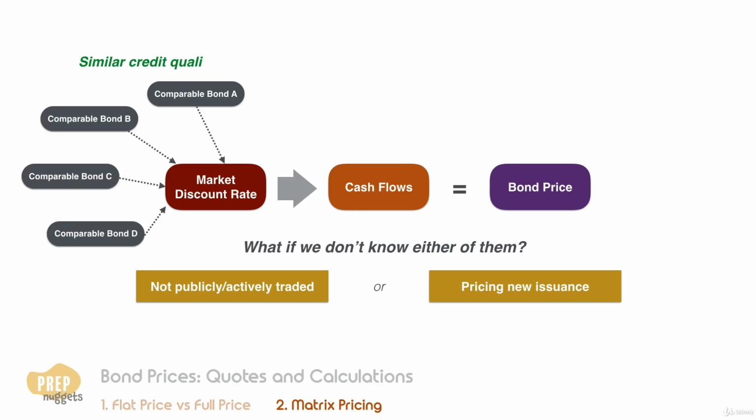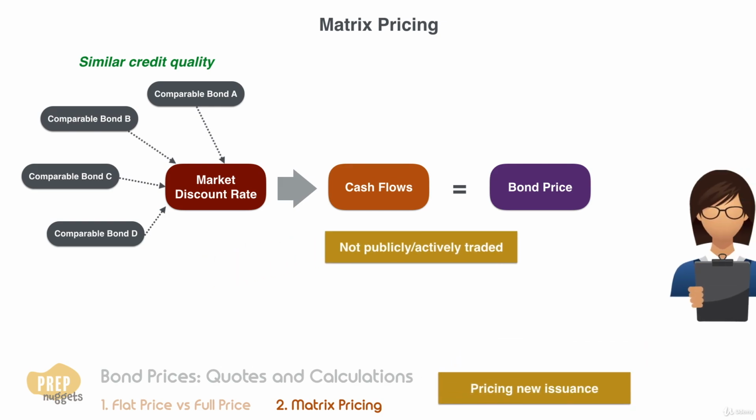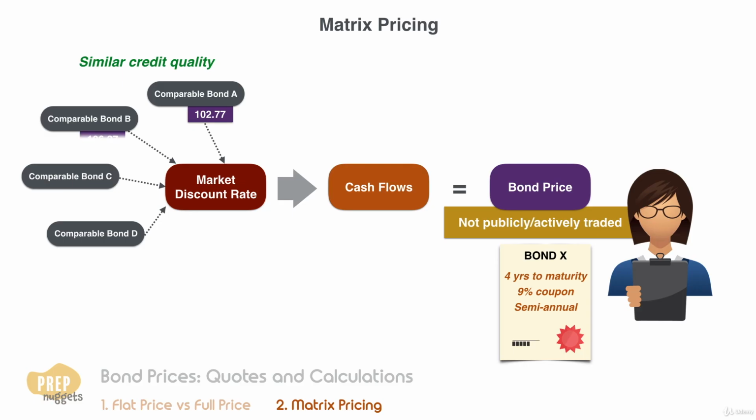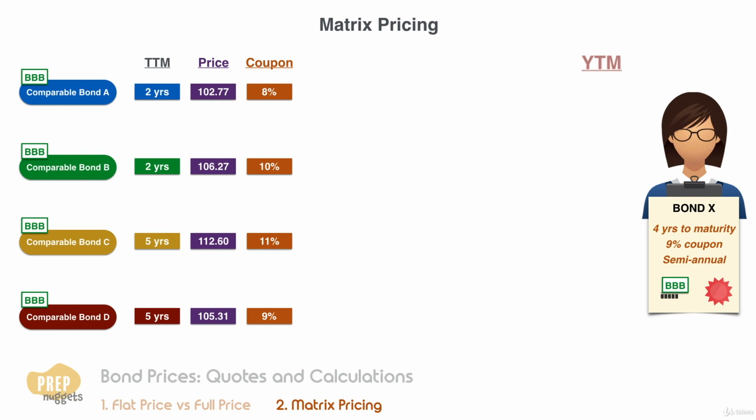These comparable bonds should have similar credit quality to the bond of interest. This estimation process is called matrix pricing. For example, an analyst wishes to determine the price of a bond which is not publicly traded. This bond has 4 years left to maturity, pays 9% fixed coupons semi-annually. What she can do is to find the market prices of a number of actively traded bonds that have similar credit quality. For example, if the bond has a credit rating of BBB, the comparable bonds should also have a credit rating of BBB. The next step is to determine the yield to maturity of these bonds based on their prices, coupon rates, and time to maturity.